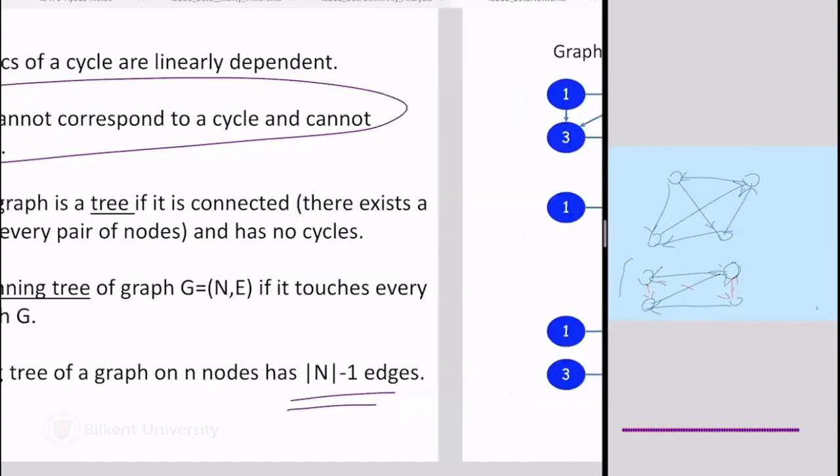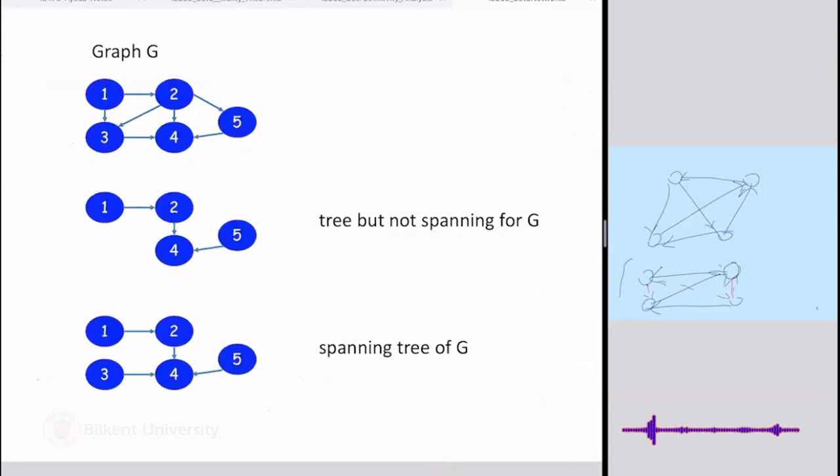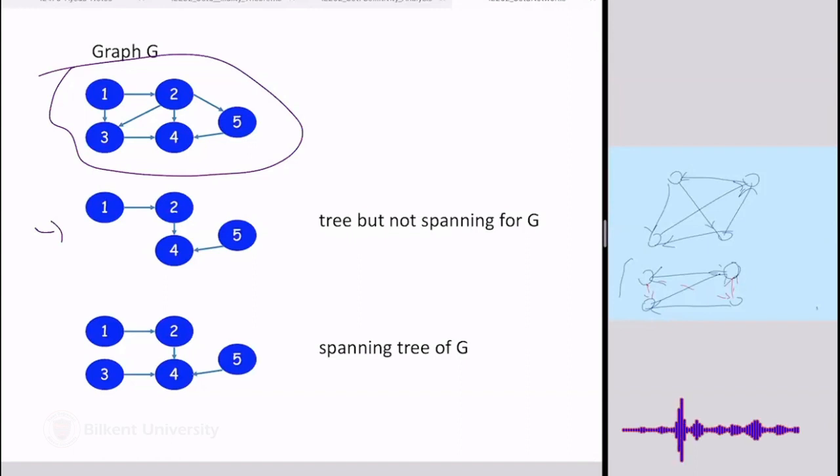Oh, here we have some nicely drawn examples. Suppose this is the graph, the one on top. I have 5 nodes. That means my spanning tree will have 4 arcs, right? So let's look at the first one. It is 1-2, 2-4, 5-4. This thing is a tree, yes. It is connected, and it does not contain any cycles. But it is not a spanning tree because it's not touching node 3. Node 3 is left out. My spanning tree should be touching all my nodes, okay? So this is a tree, but not a spanning tree.